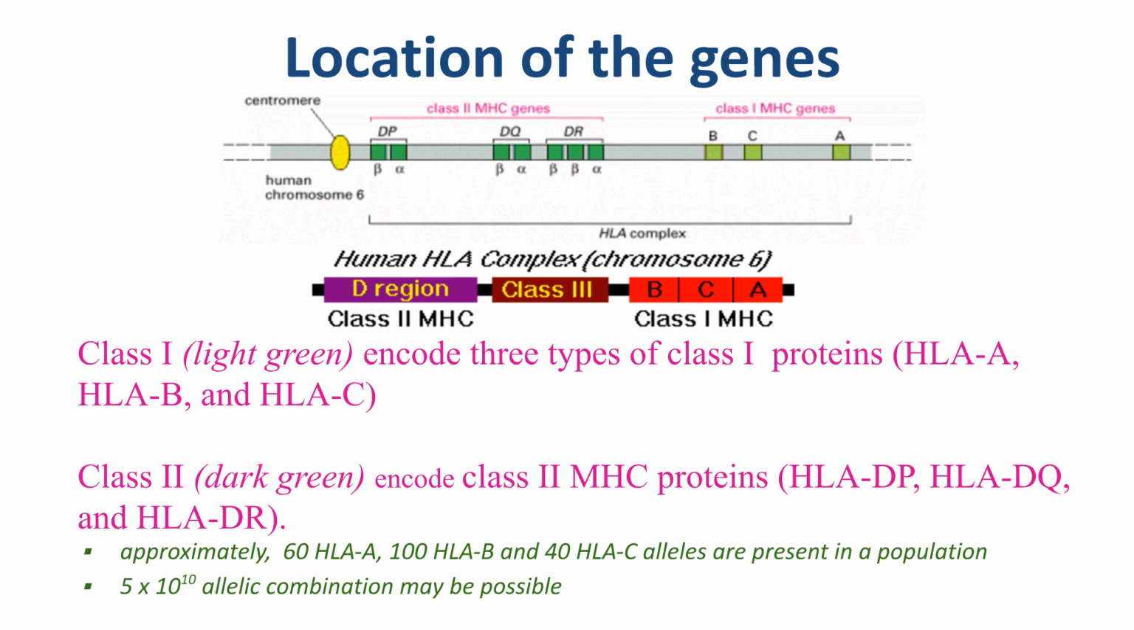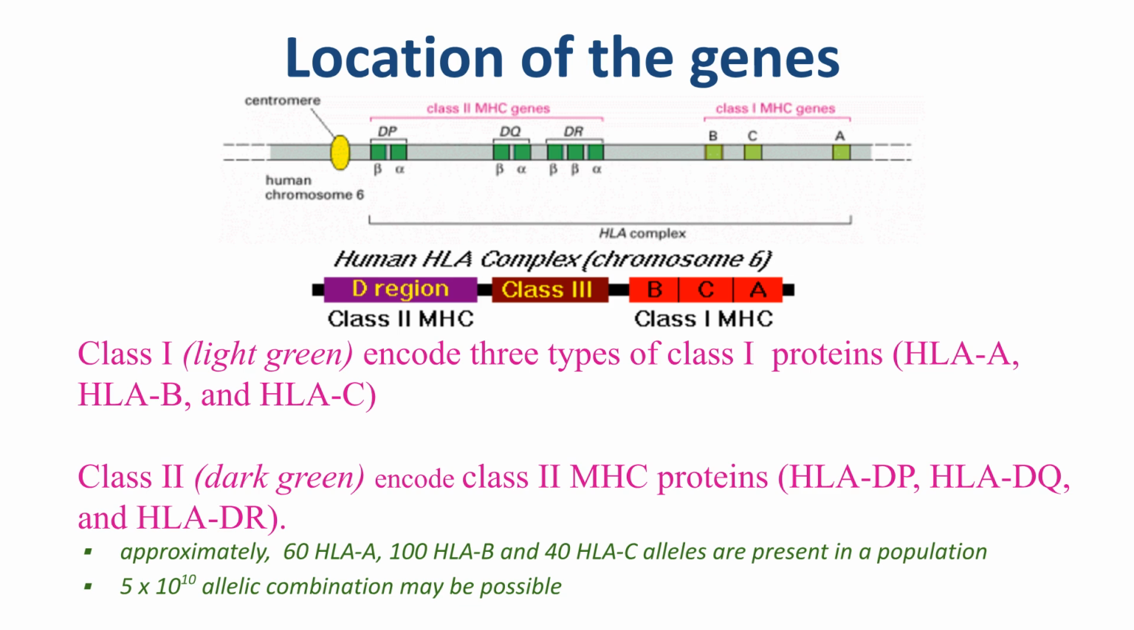Class II genes, shown in dark green, encode Class II MHC proteins, HLA-DP, HLA-DQ, and HLA-DR. These are expressed only on professional antigen-presenting cells and present exogenous antigens to CD4-positive T cells. The extraordinary polymorphism is evident in the numbers. Approximately 60 HLA-A alleles, 100 HLA-B alleles, and 40 HLA-C alleles exist in human populations.